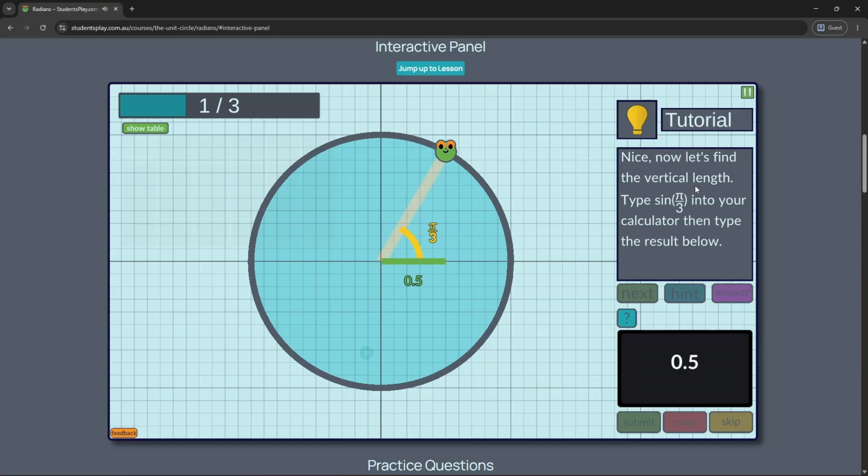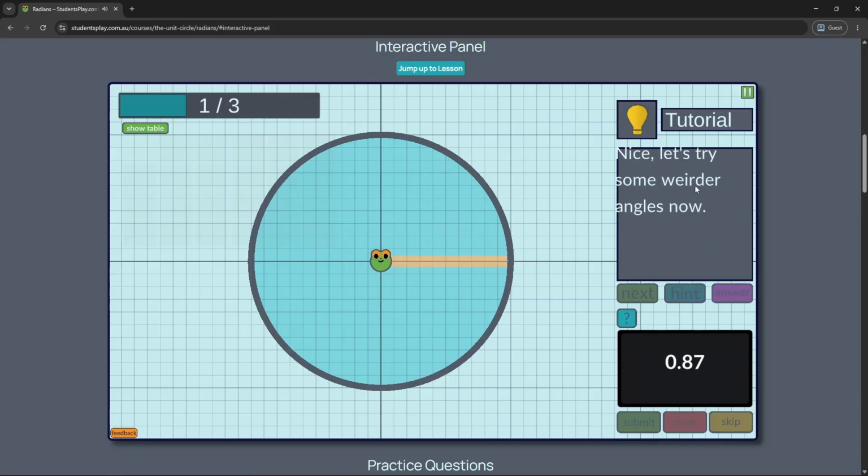Now let's find the vertical length. Type sine of pi on 3 into your calculator, then type the result below. Okay, sine pi on 3 is 0.87. Nice. Let's try some weirder angles now.